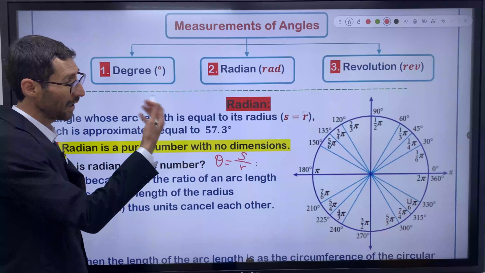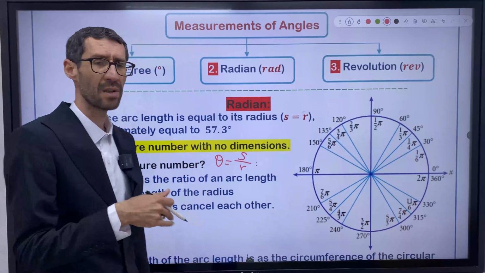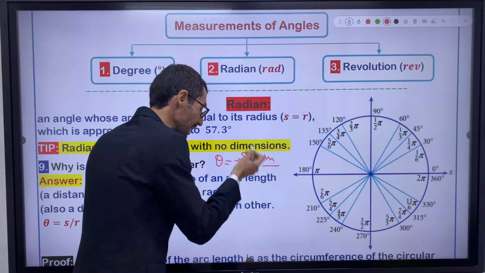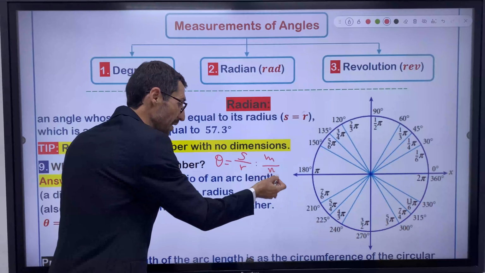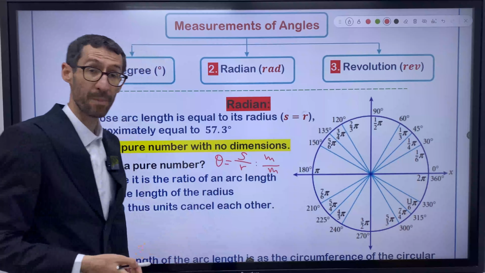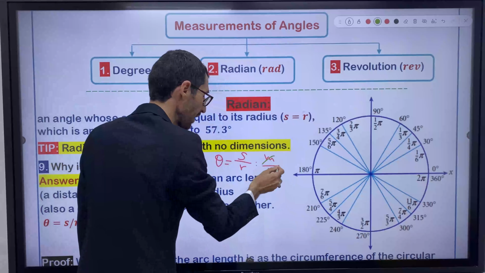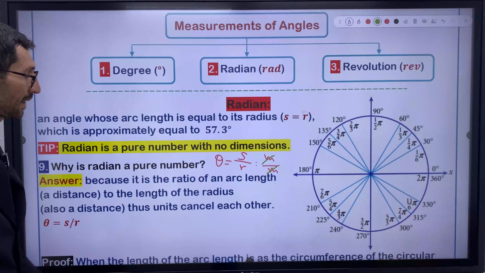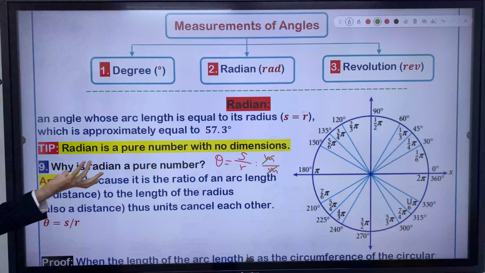I examined it for you. If S is measured in centimeters or meters or whatever unit of distance, for example, if the arc length is measured in meters and the radius is measured in meters as well, then whenever you solve the problem, units cancel one another, right? They counteract one another and nothing remains. That's why we say rad is a pure number, a dimensionless or unitless quantity.